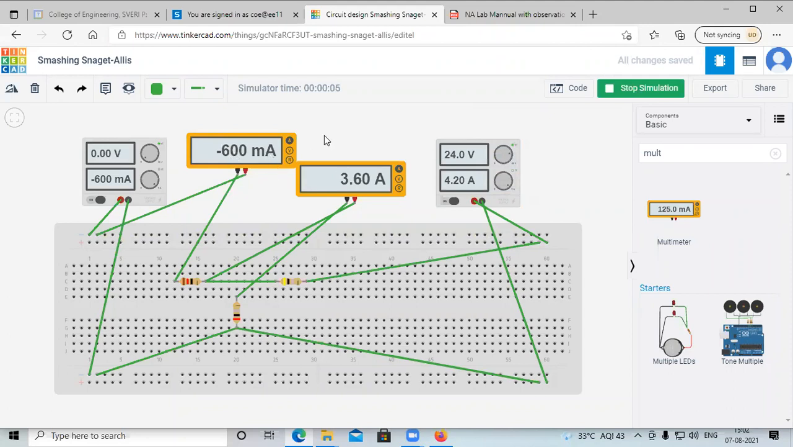So see, the earlier value was 1.5 ampere, and 1.5 minus 600 milliampere, where 600 milliampere is 0.6, so the value becomes 0.9 ampere or 900 milliampere. So again, it is verified. Okay, getting it? Did you understand?